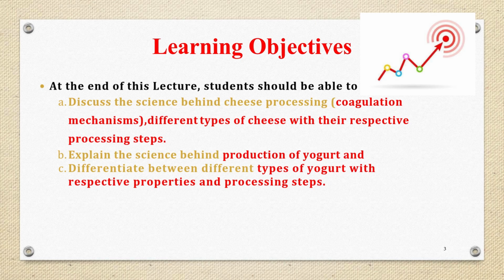By the end of this session, you should be able to discuss the science behind cheese processing, specifically the coagulation mechanisms, and identify different types of cheese with their respective processing steps. Explain the science behind the production of yogurt. And finally, differentiate between different types of yogurt, understanding their respective properties and how they are made.